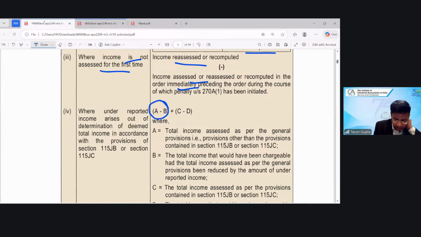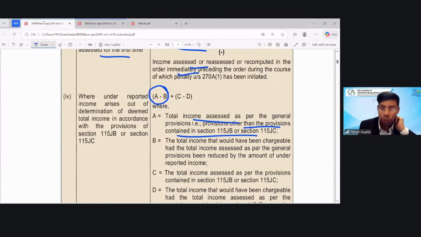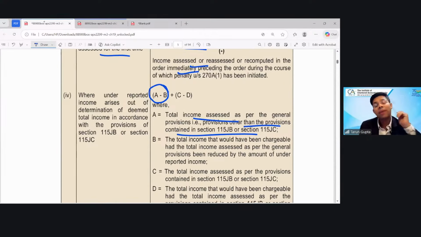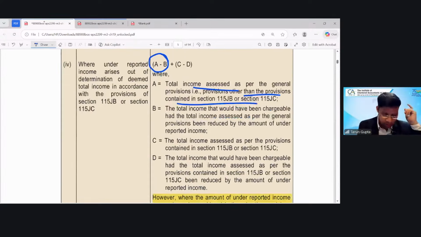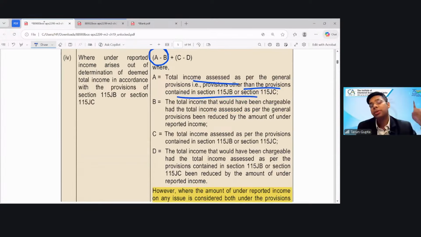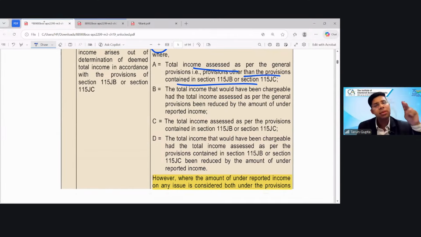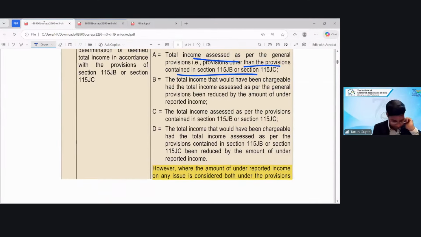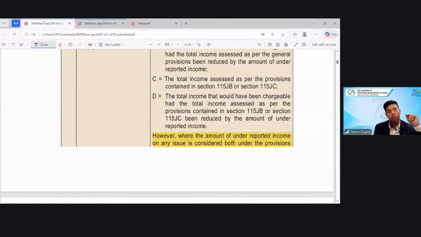Okay. So A is income assessed under the provisions other than the provision contained in 115JB, so under normal provisions. B is the income that would have been assessed, or income determined in the intimation under normal provisions. Similarly, C is book profit assessed or ATI assessed, and D is book profit or ATI determined in the intimation. Okay, one important point here.